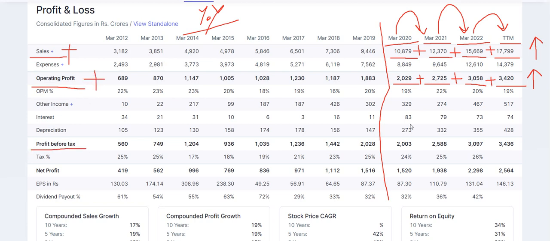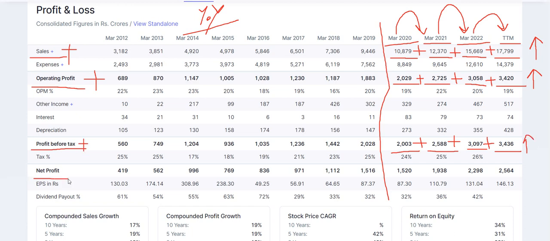Coming to profit before tax, it is 2,003 crore rupees. From there it increased to 2,588 crore rupees. Further increased to 3,097 crore rupees. Further increased to 3,436 crore rupees. So every year you could say profit before tax is also increasing.